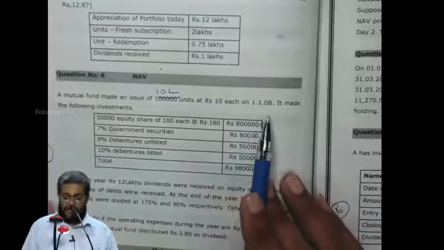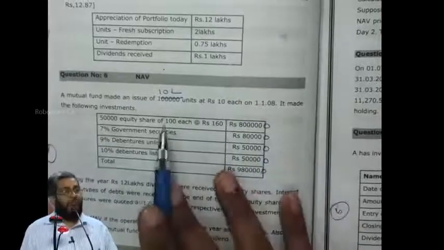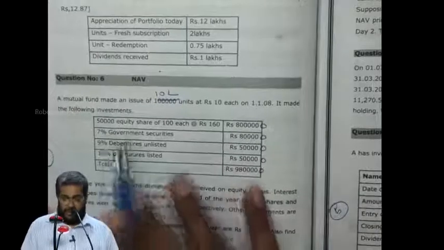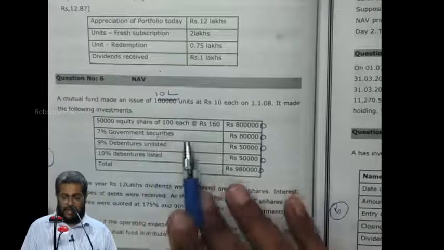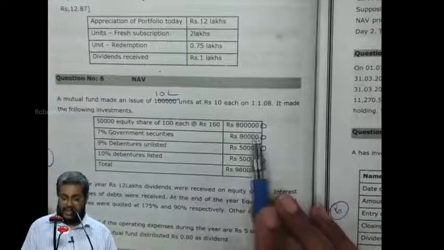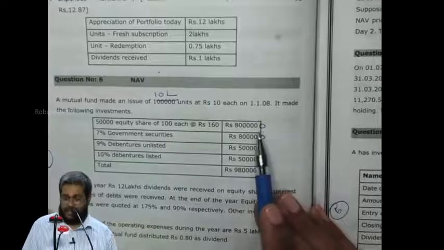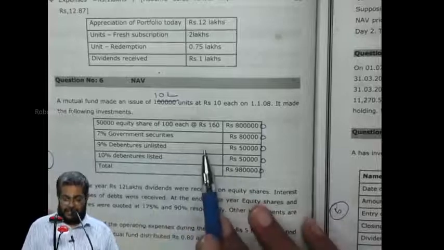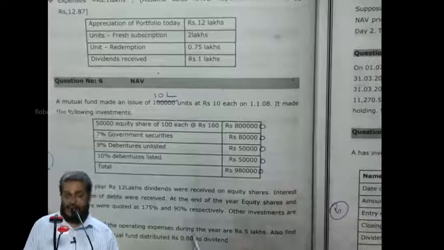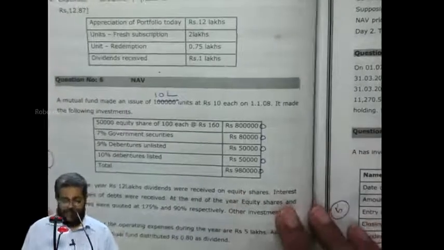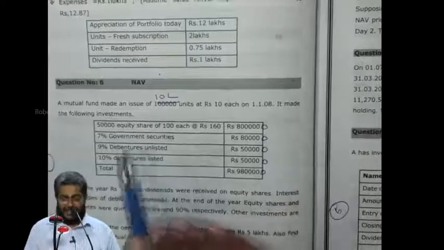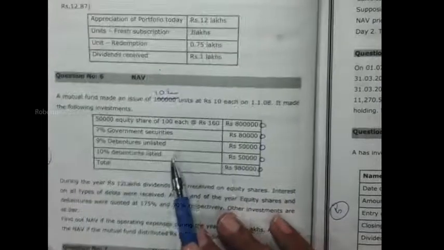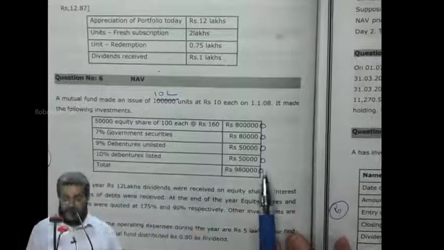On 1st January 2008, it made the following investments. It is a practice manual sum. 50,000 equity shares of 100 each invested at 160, 80 lakhs. The 10 is missing, add 10 everywhere, so 80 lakhs. Then 7% government security, 8 lakhs. Debentures unlisted, 5 lakhs. Listed, 5 lakhs.